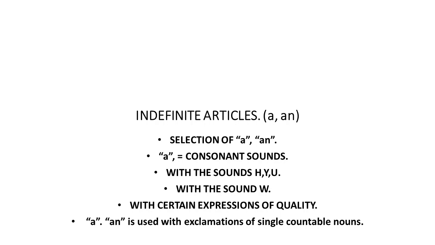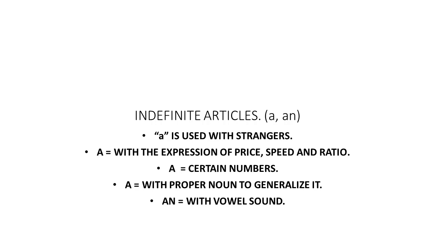Moreover, the articles a and an, means a or an, ya a ya an, can also be used with persons that are strangers to you. For example, I'm a Mr. Khalid, I'm a Mr. Chaudhary. Aise log jo aapke liye ajnabi ho, unke naam ke saath bhi aap a ya an ka istemal kar sakte hain. A is also used with expressions of price, speed and ratio. For example, 50 times a day. A can also be used with certain numbers. For example, a 1,000, a 50, a 100.